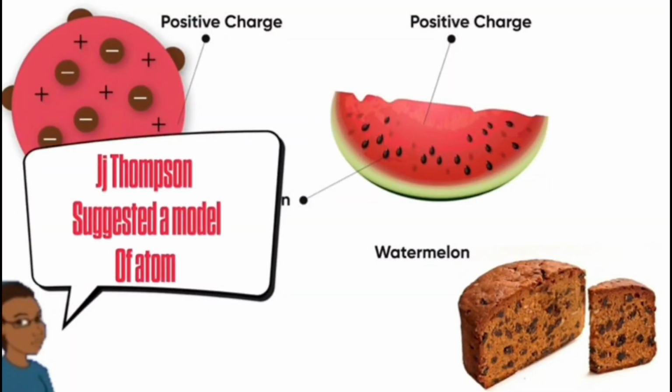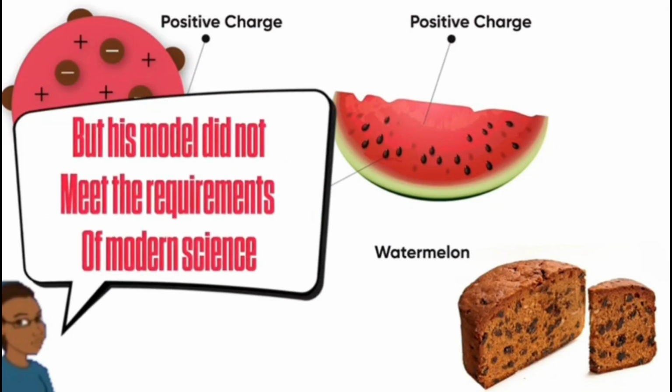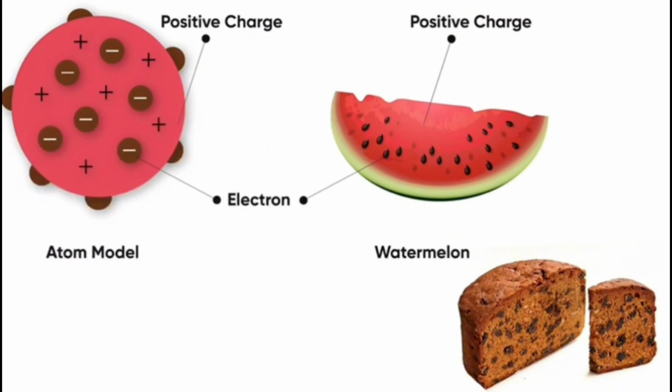Number 4. J.J. Thomson's model, 1898. J.J. Thomson suggested a model of atom. He said that the electrons were like seeds in a positive sphere, like raisins in a pudding or seeds in a watermelon. But his model did not meet the requirements of modern science.